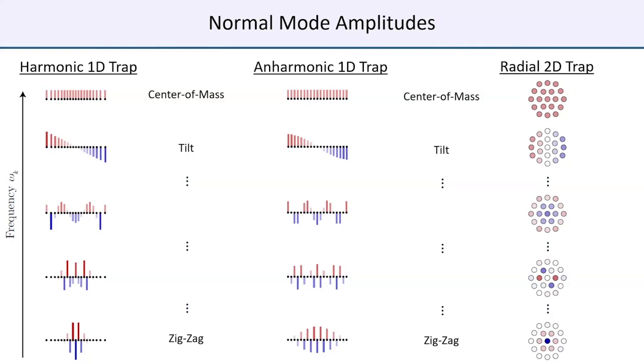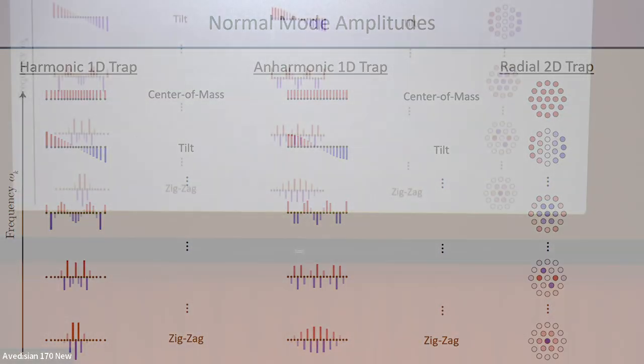Would it be to have normal modes for anharmonic? So normal modes are really just saying I have a trap with n ions in it, which means that there are n oscillations. And so the particular patterns of those oscillations depend on the potential. Actually, I'm all done with the slide here, so let me go back to that equation.